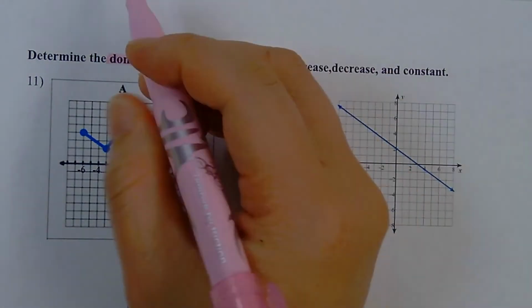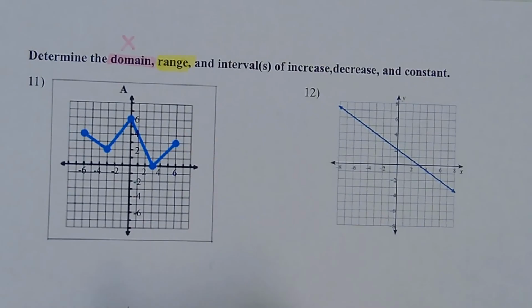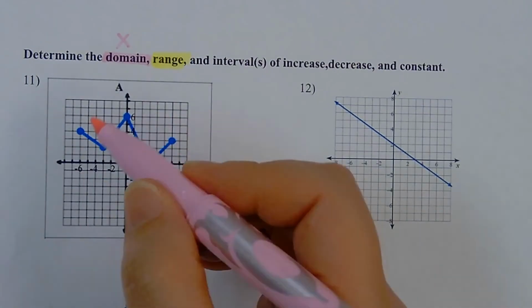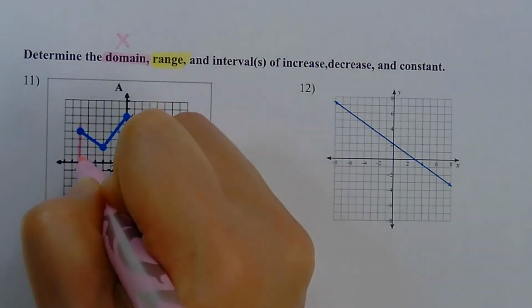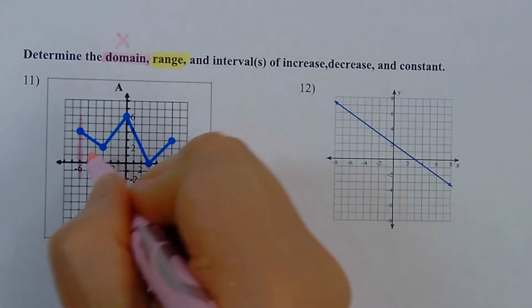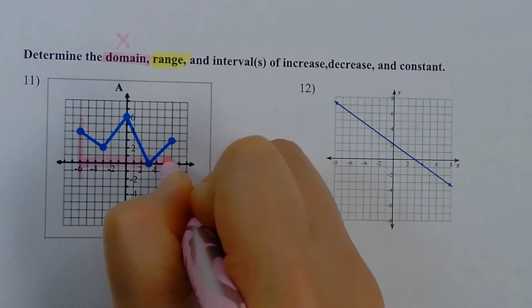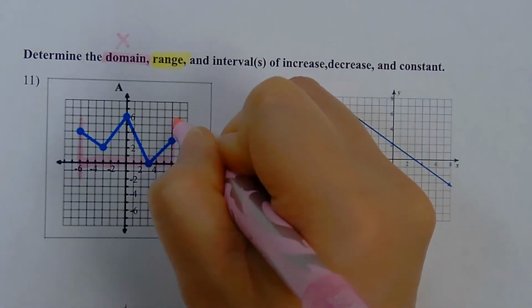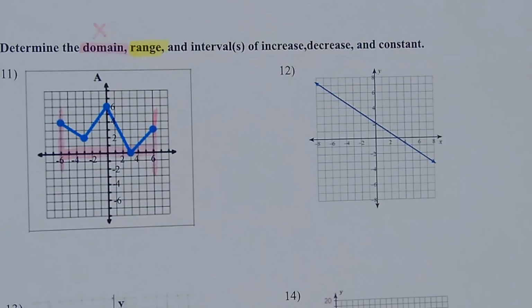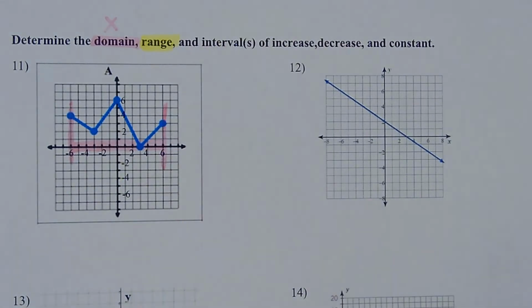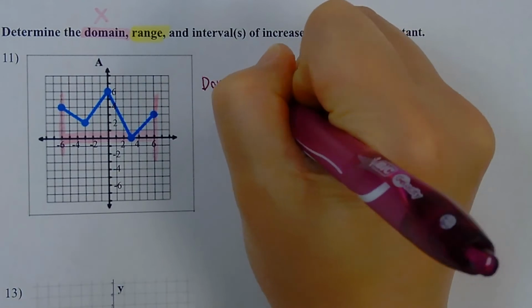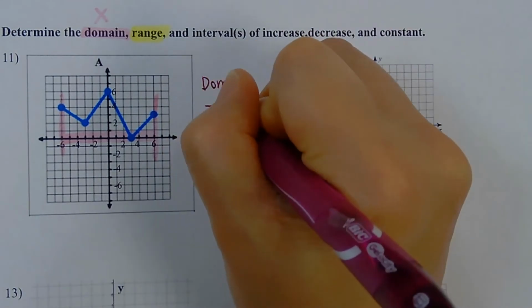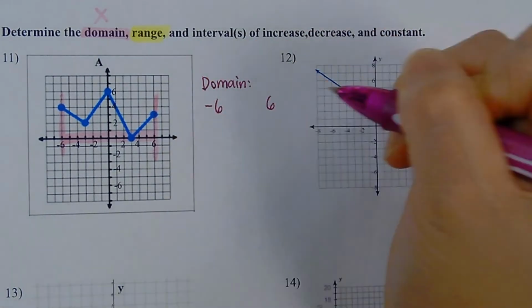So domain, remember, talks about the x values, right? So what are all the x values in this graph? How far left does it go? It goes all the way to right here. So this is at -6. And goes all the way to, boom, +6. So from -6 to +6. And the way we write that, we got domain here. So it's going to be from -6 to +6.